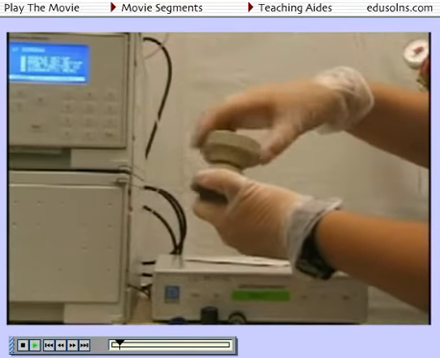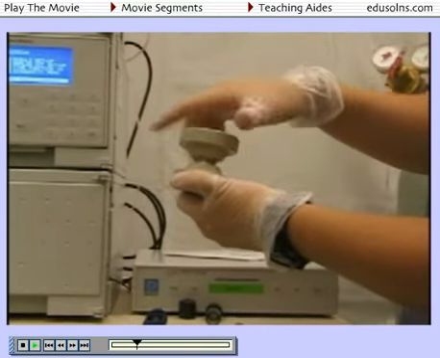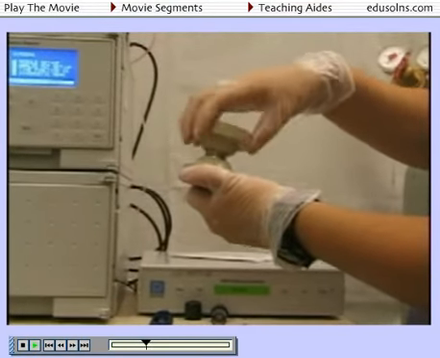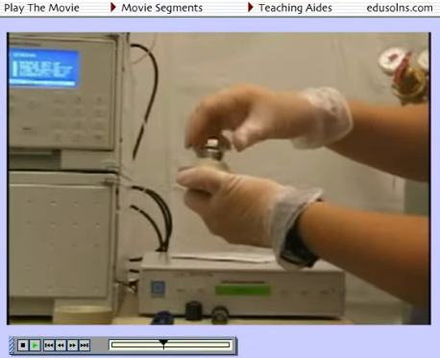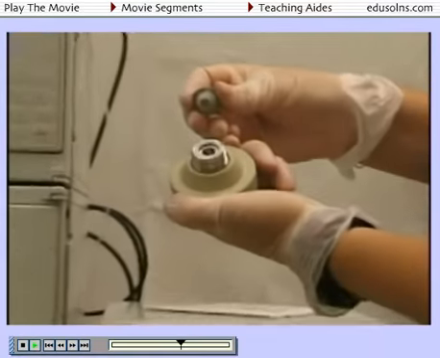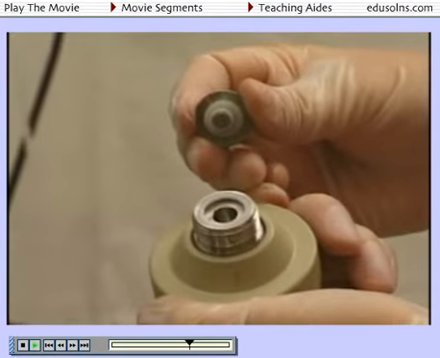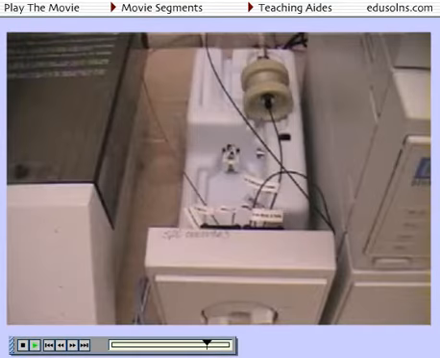Guard columns are used to protect the more expensive analytical column from destructive dissolved compounds in the sample, and from particles that may be present in the sample if it was not filtered prior to injection. Guard columns come in a variety of forms. Some have elaborate holders, while others are simply a short version of an analytical column. The stationary phase inside the guard column can range from silica particles to particles coated with the same reactive phase present on the analytical column.